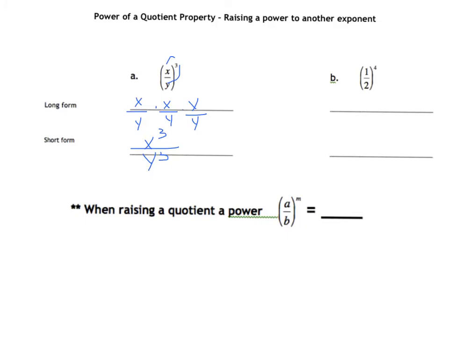So 1/2 to the 4th power is like the long way, 1/2 times 1/2 times 1/2 times 1/2. 1 times 1 times 1 times 1 is 1. 2 times 2 times 2 times 2 is 16. So again, it's like 1 to the 4th, and you're distributing, you're taking that 4 both to the numerator and the denominator. So when raising a quotient to a power, you just have to make sure you take the power of the numerator and the power of the denominator, both places.